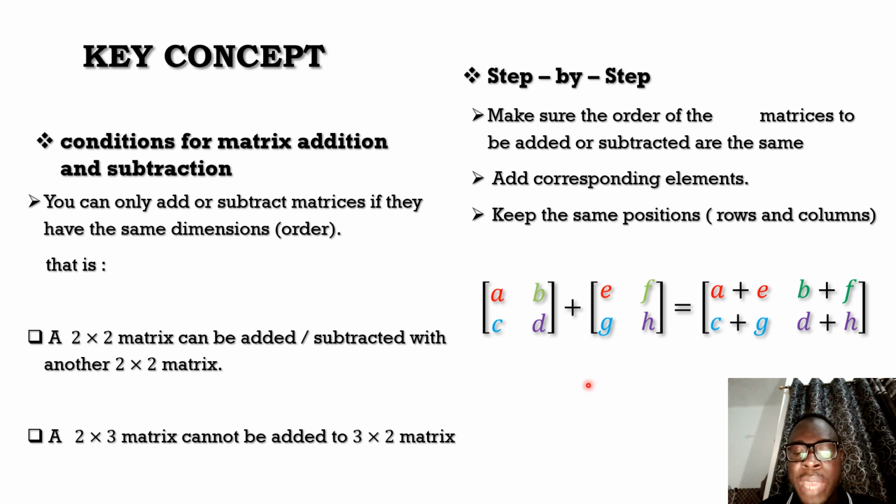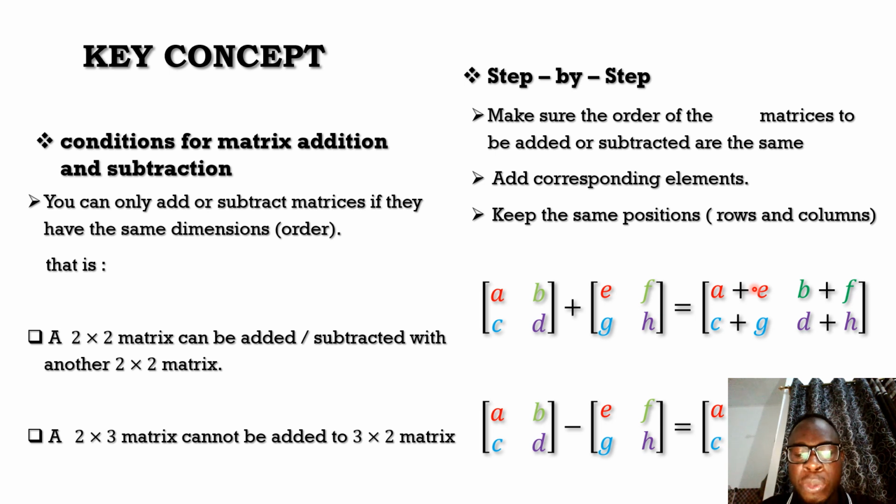So it means that we are adding these two matrices by adding their corresponding elements, A plus E, B plus F, C plus G, and D plus H. Now subtraction is also in the same format, A minus E, then B minus F, then C minus G, then D minus H. So we are going to add only the corresponding elements or subtract only the corresponding elements, and we keep them in their same position, whether in the rows or columns. So let's work on some examples.